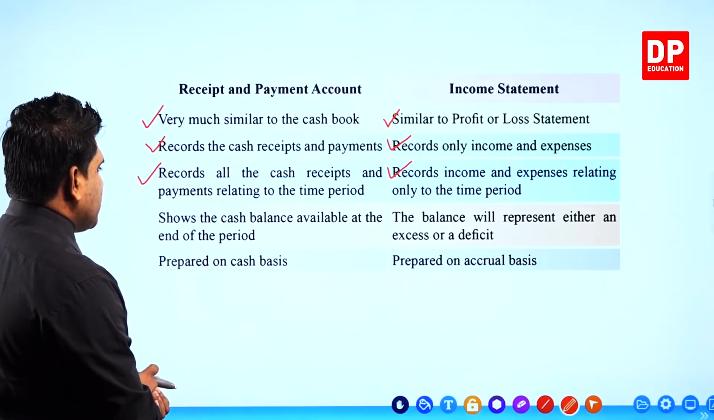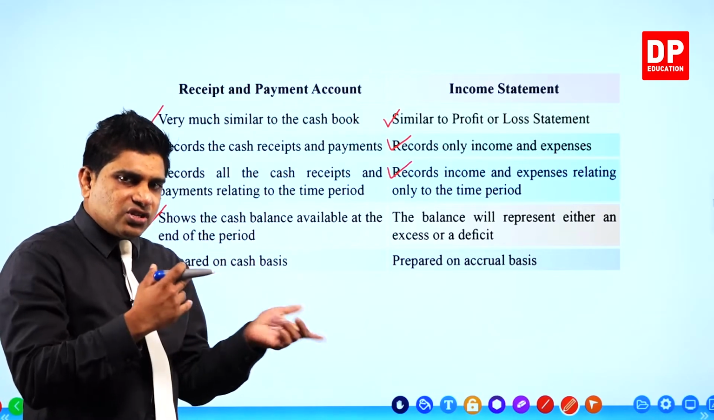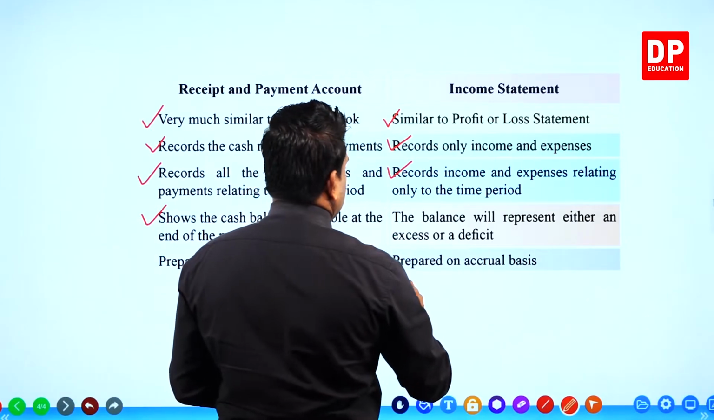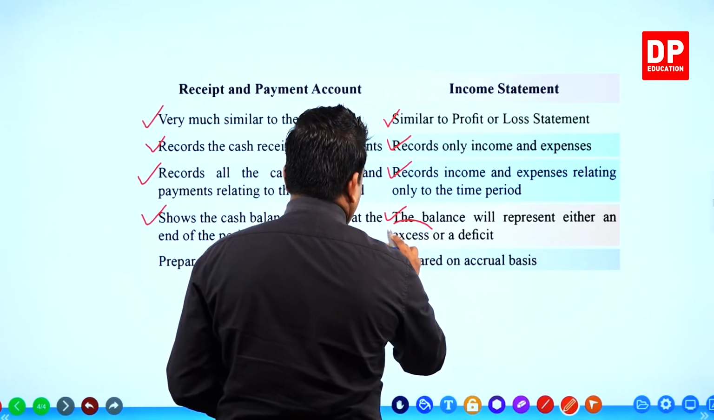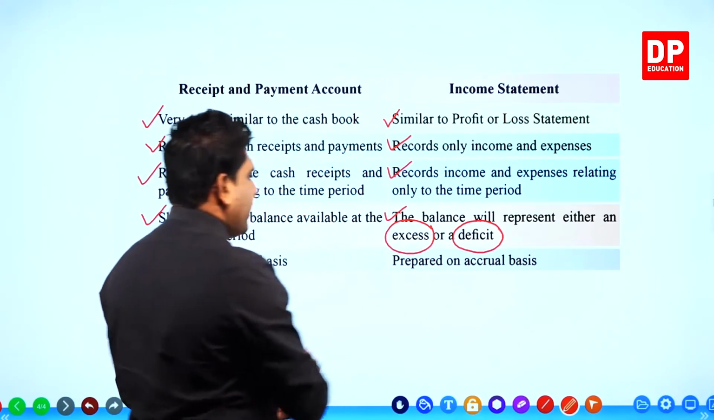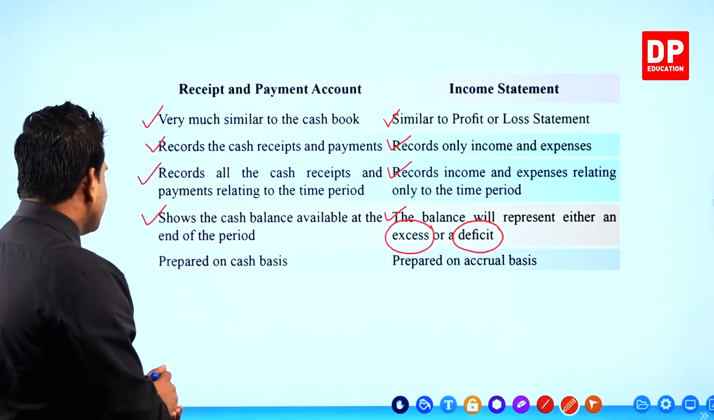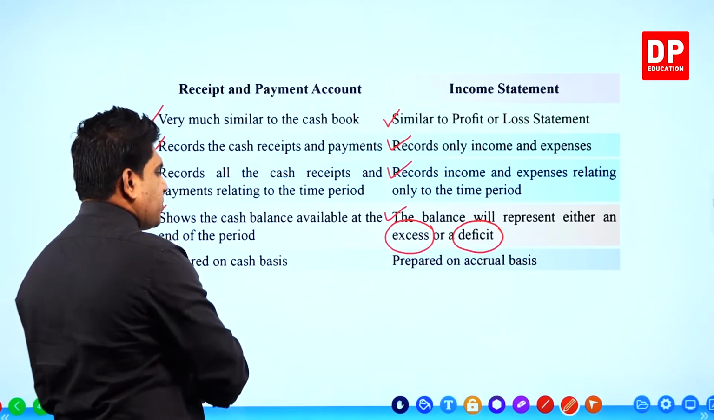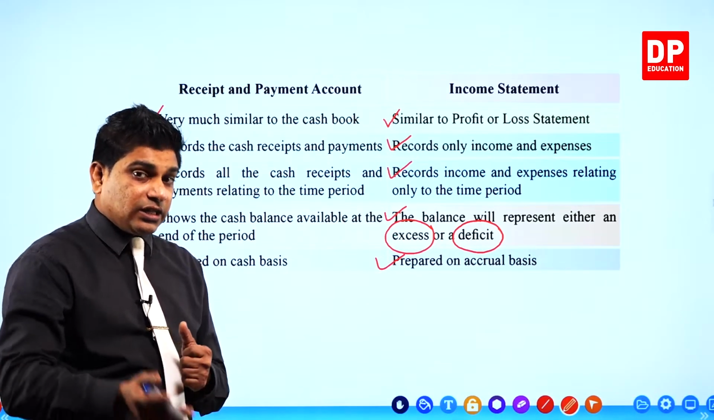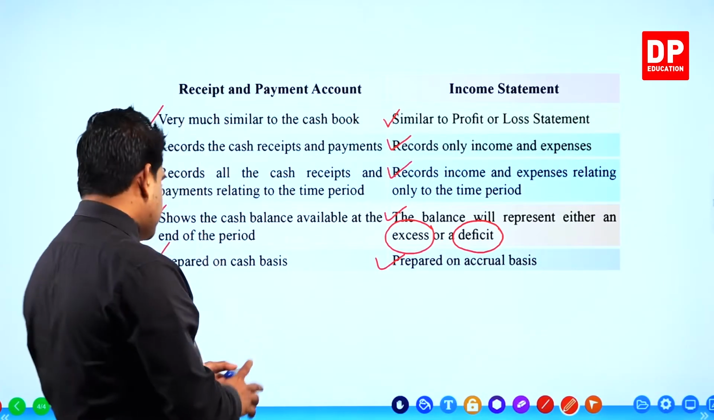The receipts and payment account shows the cash balance available at the end of the period. After balancing off, in the previous questions, we finally got the cash balance. Here the answer is called excess or deficit. If your expenses are more, deficit; if income is more, excess. The receipts and payment account is prepared on a cash basis. The income statement is prepared on an accrual basis. When we practiced the profit and loss statement, I think you remember, we consider the accrual basis.